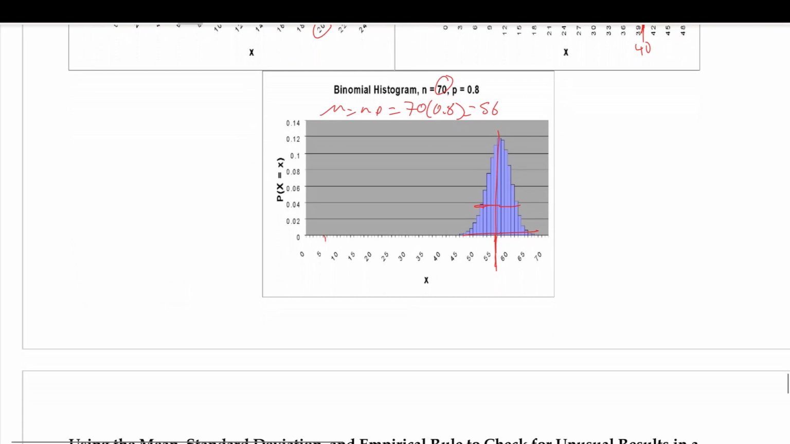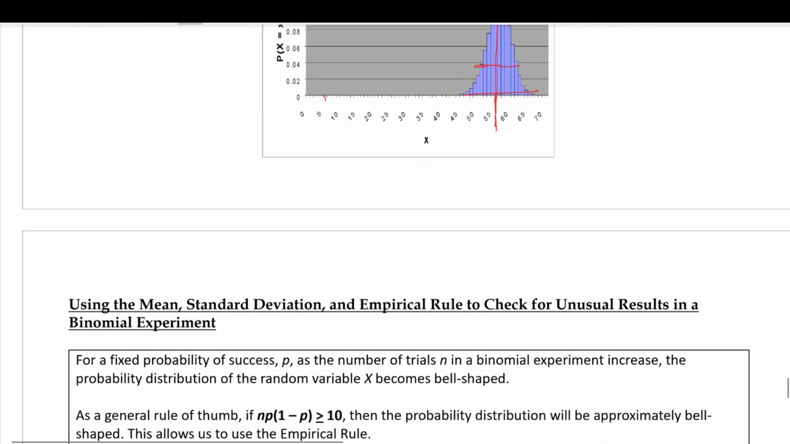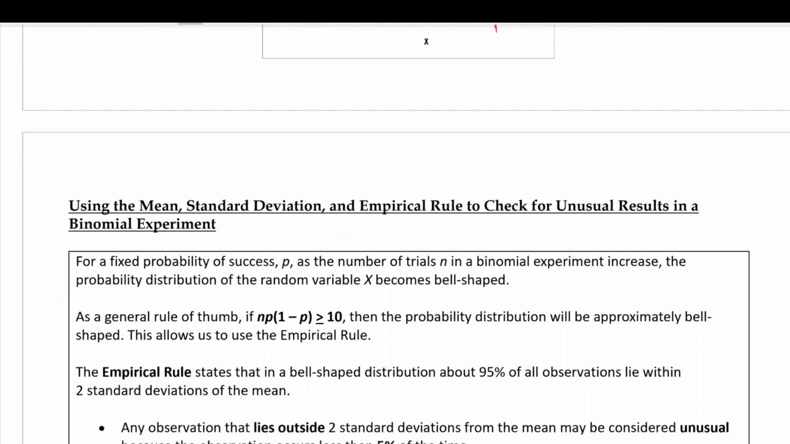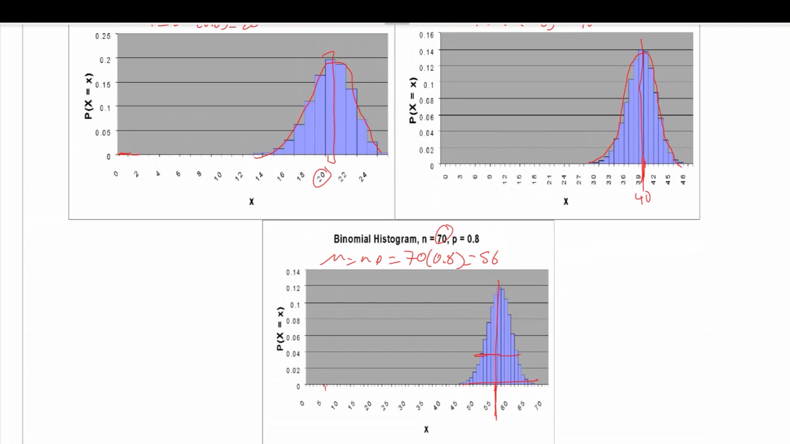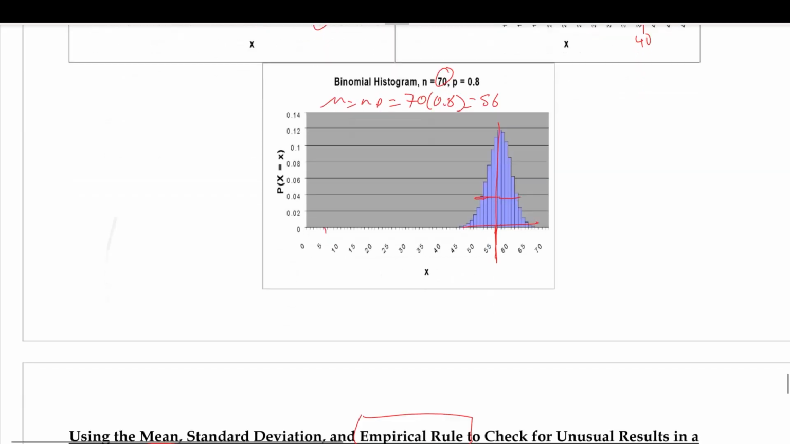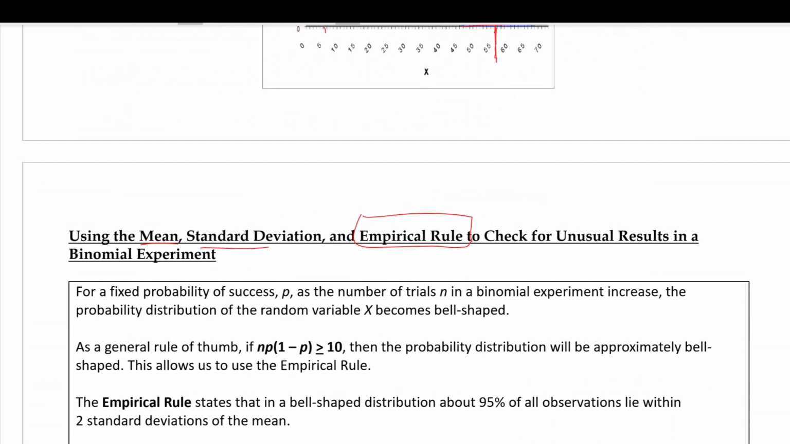But we also know about a rule called the empirical rule, the 68, 95, 99.7 rule. Now, we're going to be using the mean and standard deviation for a binomial and use the empirical rule. Under certain conditions, a binomial will look bell-shaped like this. Sometimes it won't. There are certain situations where it'll look way too skewed to one side or the other, so it won't look like a bell-shaped curve. And what are those conditions? That's the threshold that tells us we can use the empirical rule: if np times 1 minus p is greater than or equal to 10.